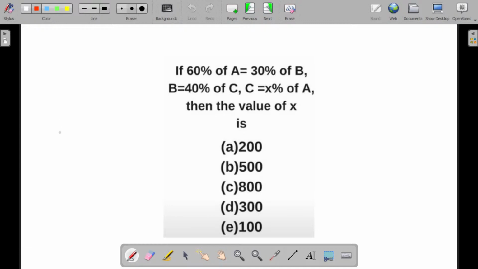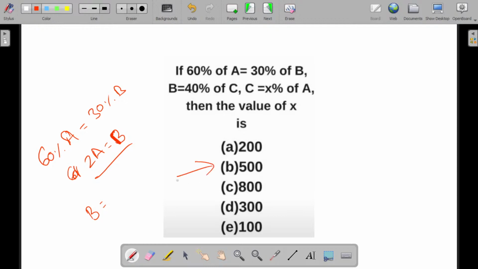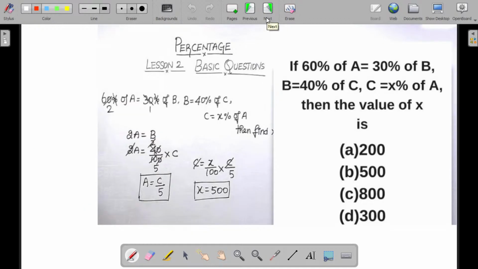Next question. If 60% of A is 30% of B, B equal to 40 percentage of C, C equal to X percentage of A, then what is the value of X? 60 percentage of A equal to 30 percentage of B. So B equal to 40 percentage of C. Okay, answer we are getting as 500. Great. So answer is 500.